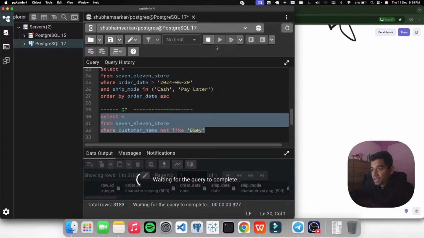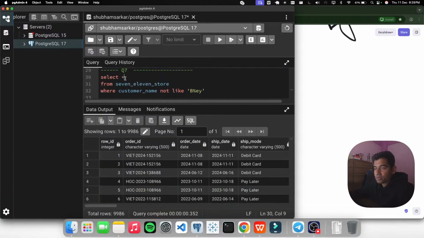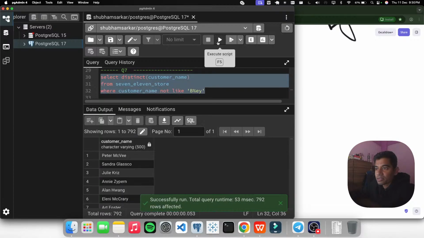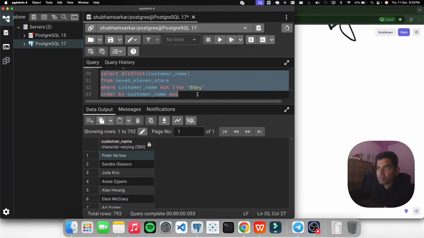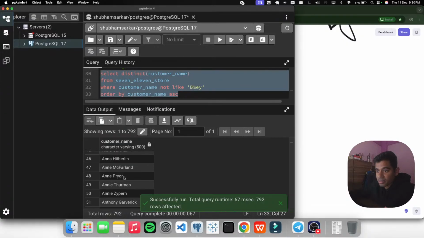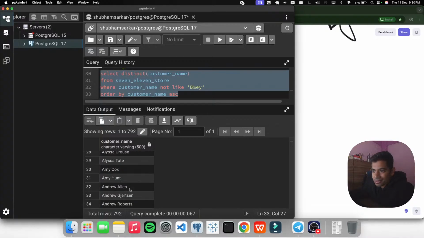So when we execute it, we have got all these outputs. Let's take a distinct customer name and execute it. In this, we can see there is no B at the start. Let's order by customer name ascending and see what we have. There is A, B is also there, but it does not end with EY. Okay, that is the thing.